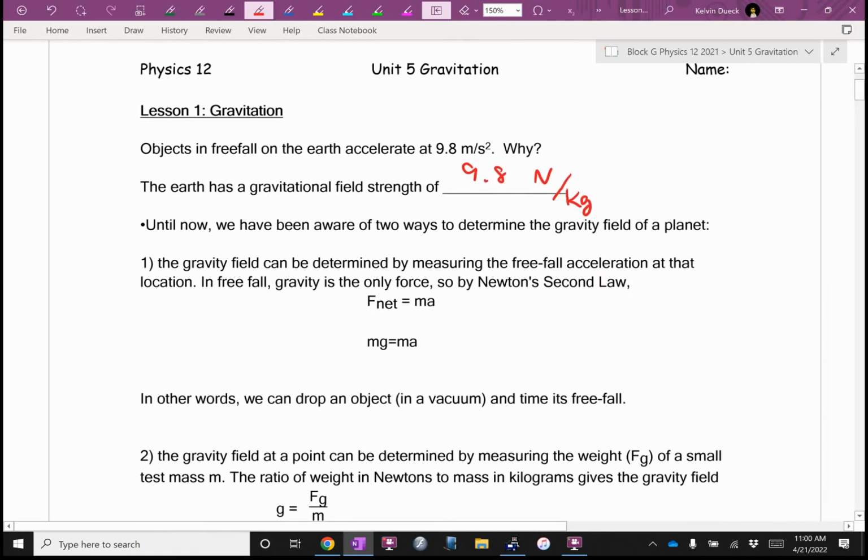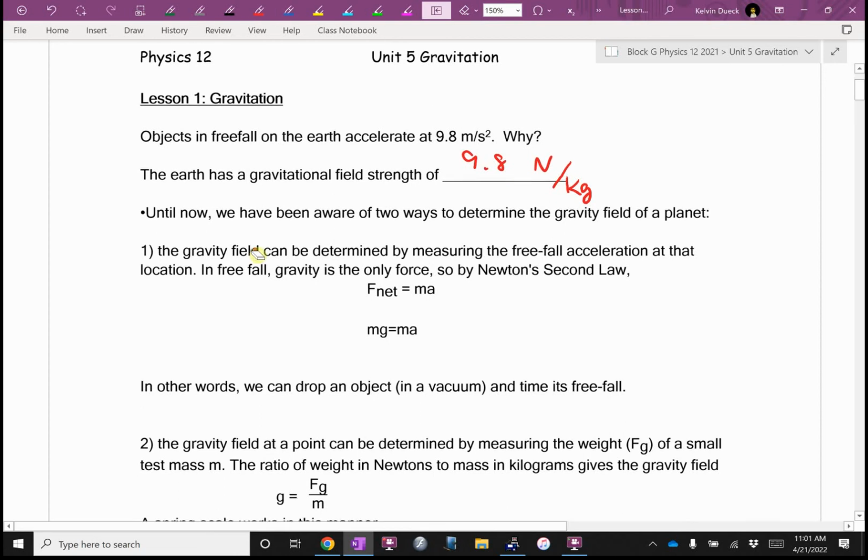So up until now, we've been aware of two ways to determine the gravitational field of a planet. The first way, you can measure it by measuring the free fall acceleration. We can drop something. We kind of tried to do that in Physics 11 when you dropped objects from the ceiling and timed them, and you were hoping to get 9.8. If you did that with good equipment, Zach, in a vacuum with electric eyes and computer timers, you would get 9.8. Negative if you wanted to call it down, but you would get a magnitude of 9.8. That's one way.